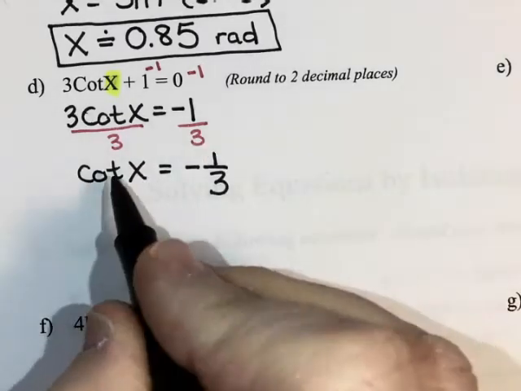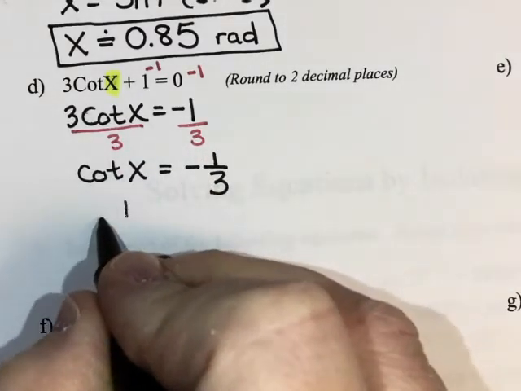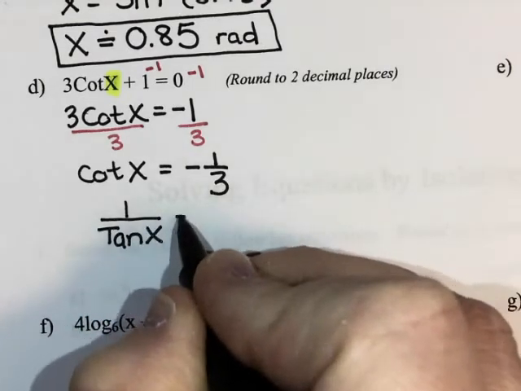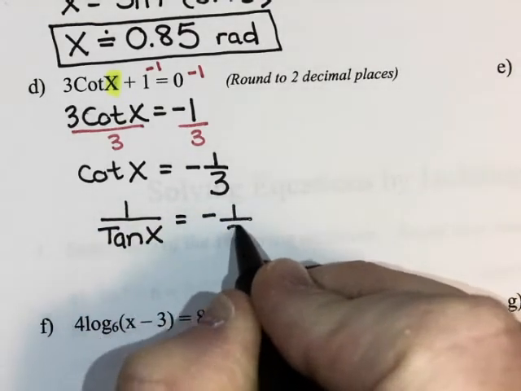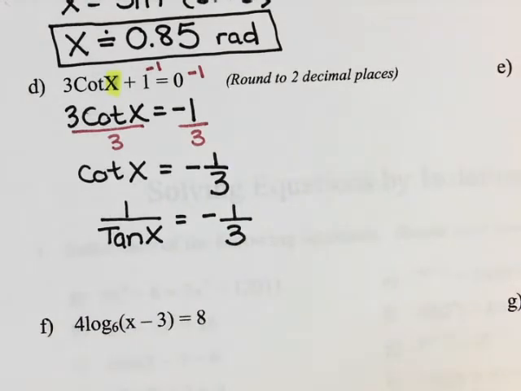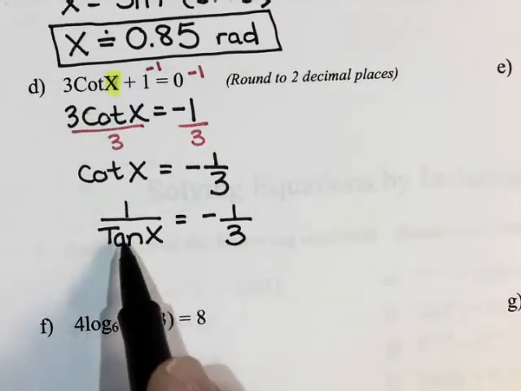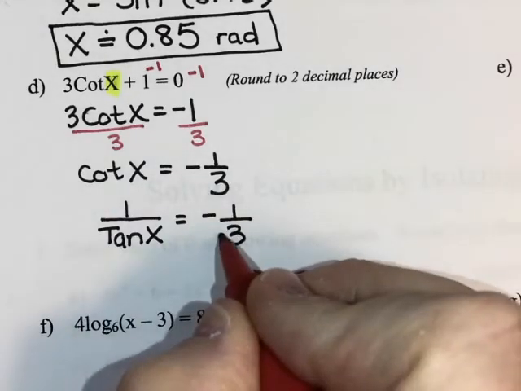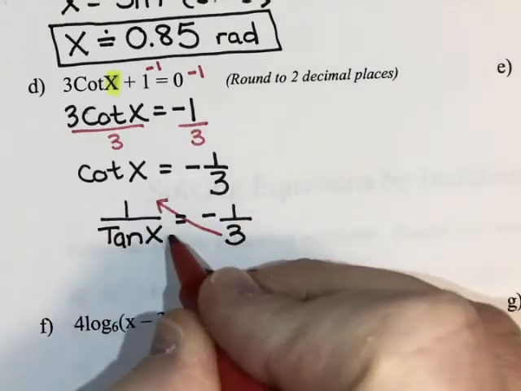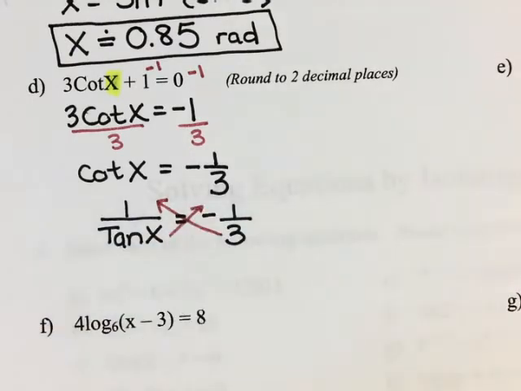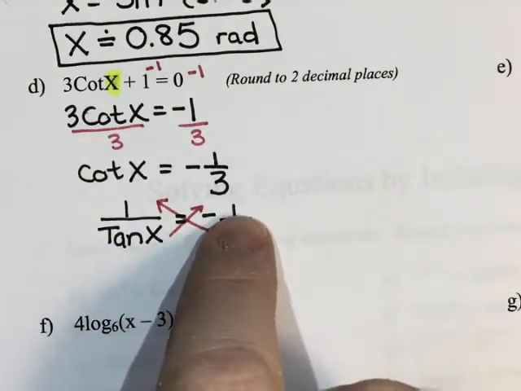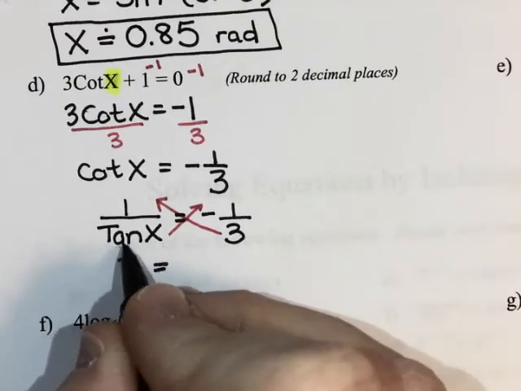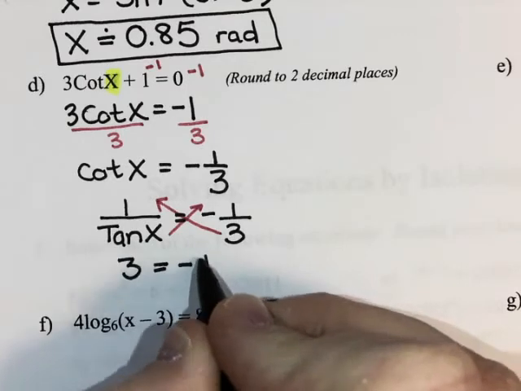So that means cotan x is really the same as 1 over tan x, and that equals negative 1 over 3. And then I am going to cross multiply to get that tan out of its denominator here. So I'm going to multiply 3 times 1 and tan x times negative 1. I'm going to put the negative with my numerator. So 3 times 1 is 3. Negative 1 times tan x is negative tan x.